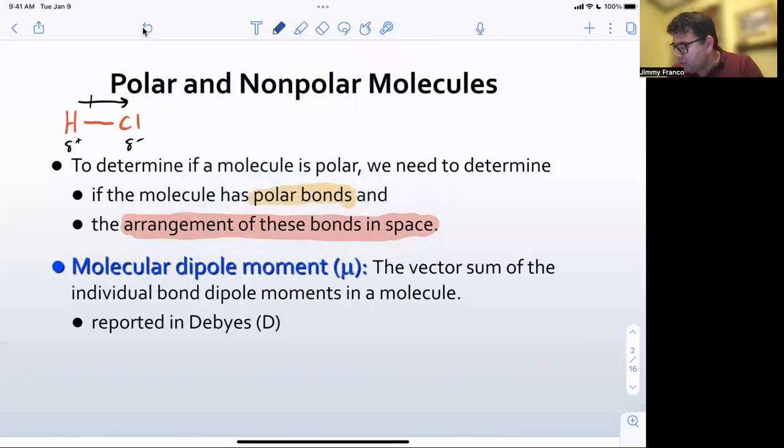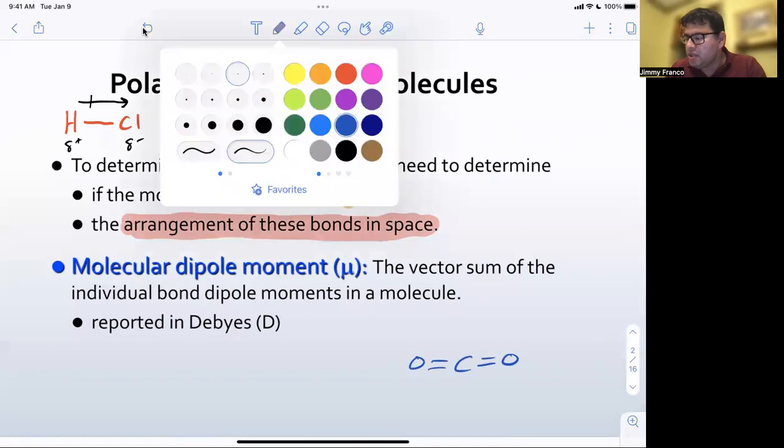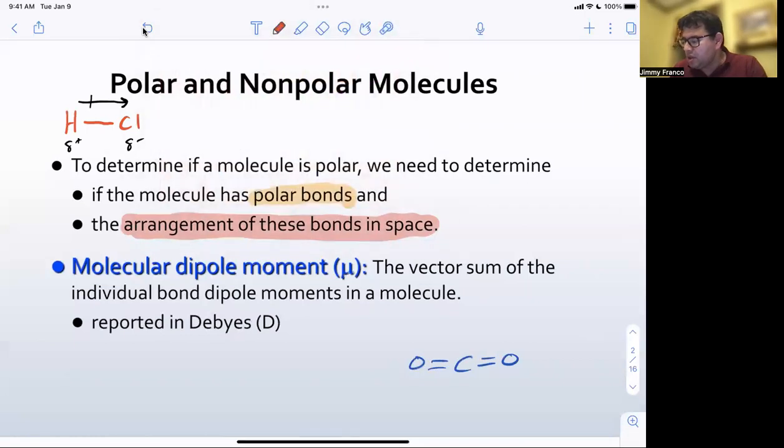If you look here at the bottom, we'll take carbon dioxide, and it's actually linear. Between the carbon and oxygen, the electrons are going to go towards the oxygen. It gets partial negative, and the same thing for the other bond. And the carbon's partial positive in the middle.